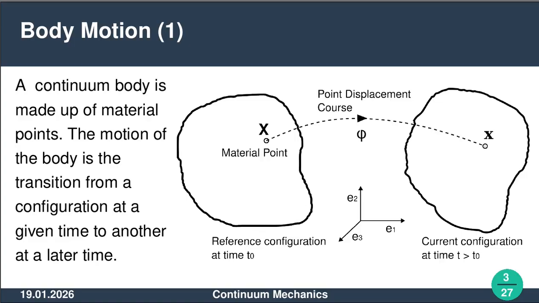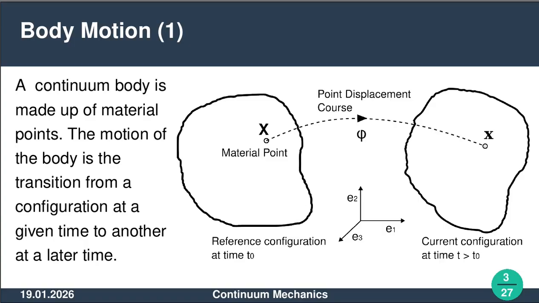So the motion of a body is the transition from a configuration at a given time to another at a later time, like the figure shows. So a body moves from a reference configuration at a time t0 to another configuration at a later time t.